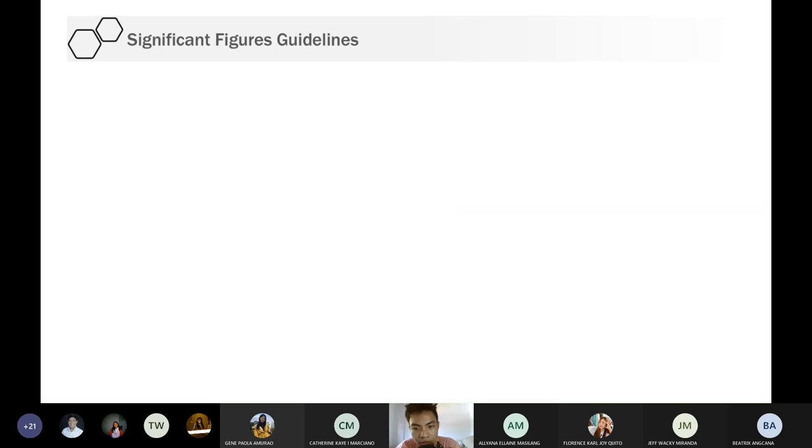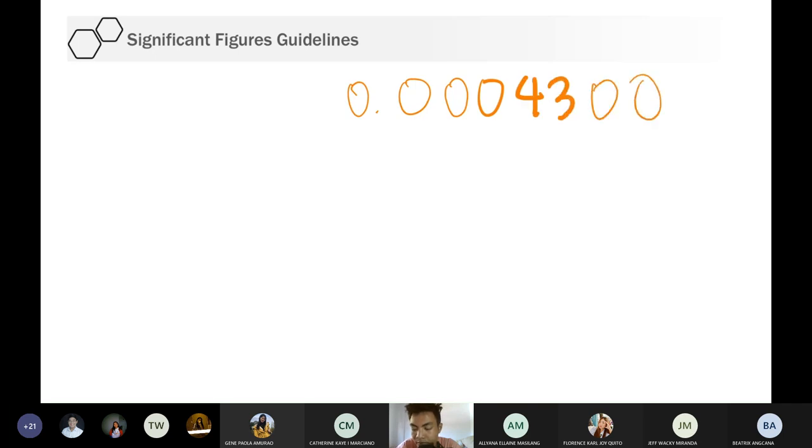Okay, so for rules 3 and 4, we have to consider two types of zeros. So what are the two types of zeros in the decimal format? Let's have this example muna. So there are two types of zeros in this number. Okay, the one is the leading zero and the other is the trailing zero.